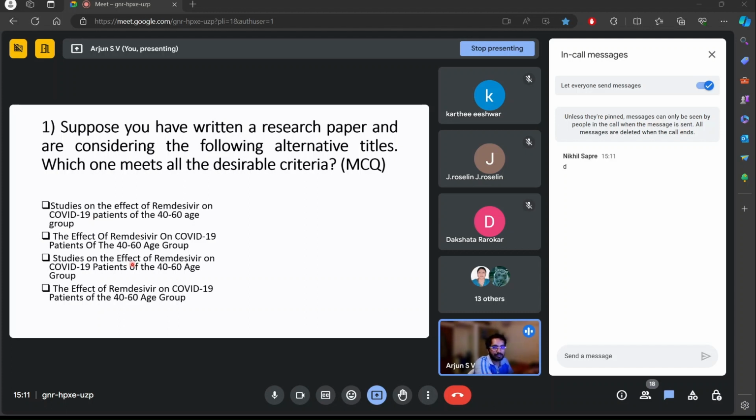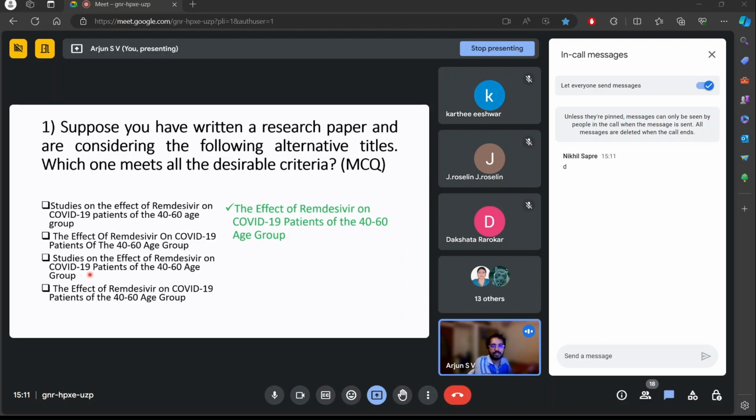Nikhil Sapre says D, the effect of remdesivir on COVID-19 patients of the 40 to 60 age group. Yes, it's correct. So the correct option is D. Before going to the next question, we will also discuss why the other options are not correct. So the title of your journal, right?